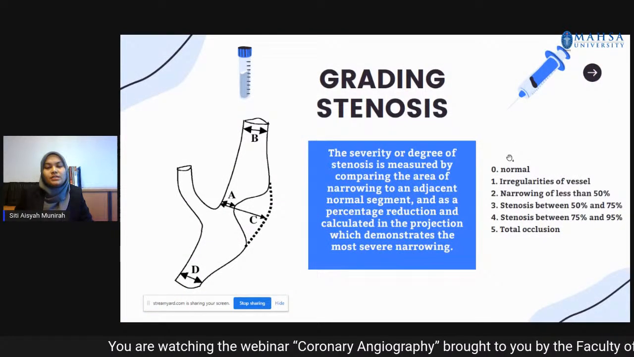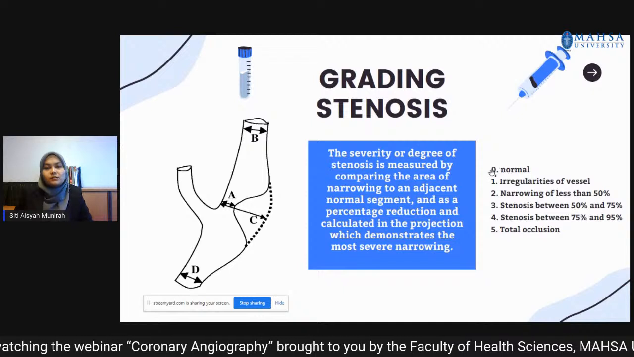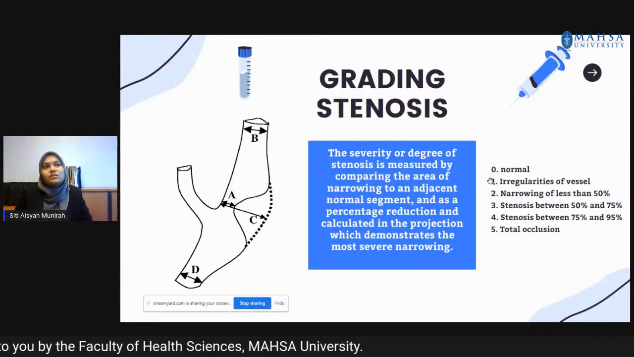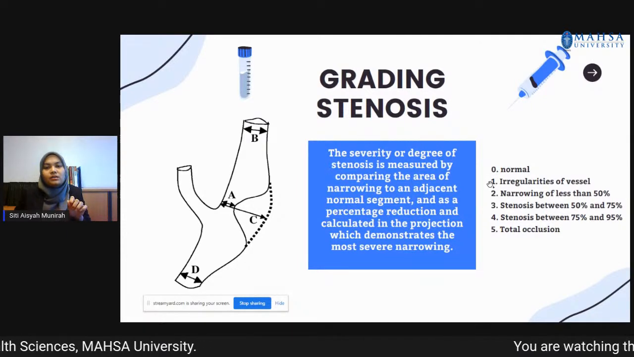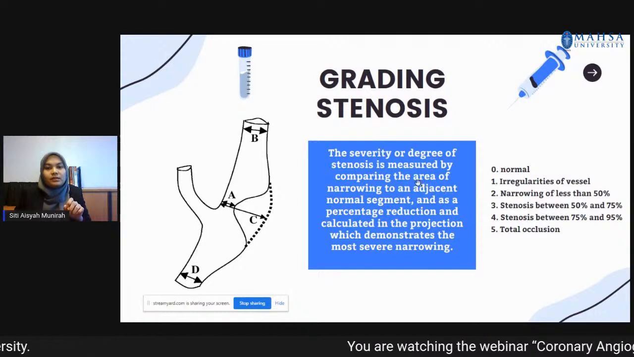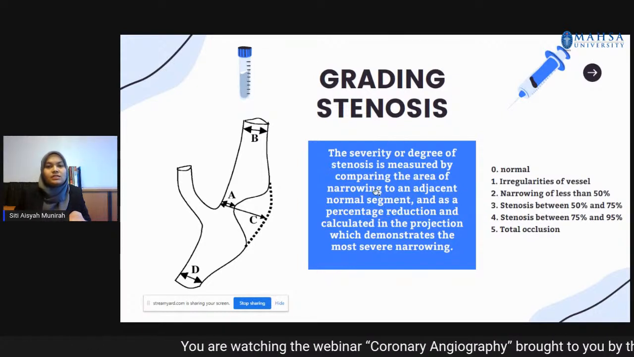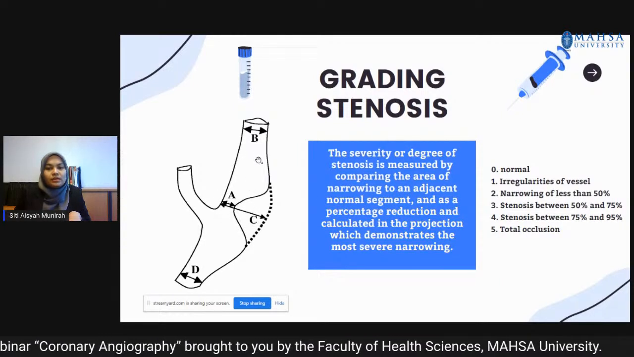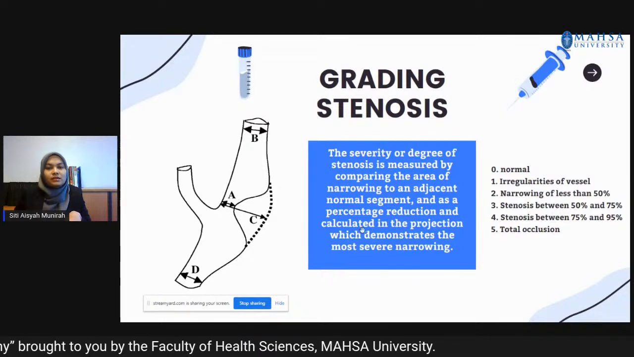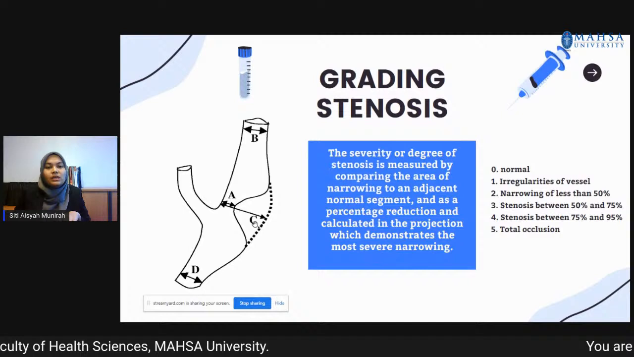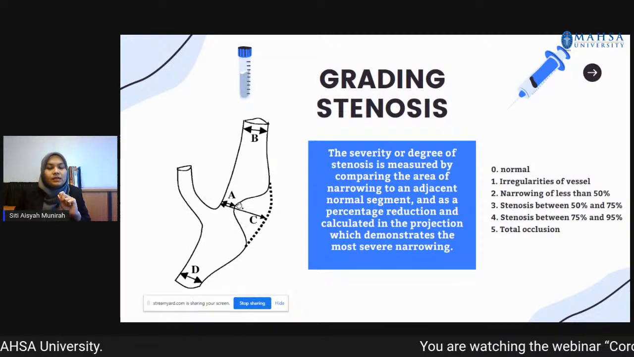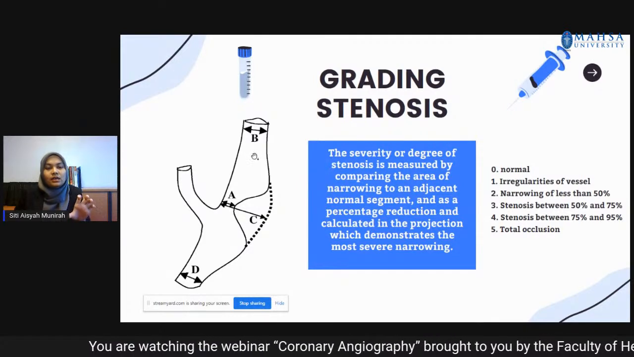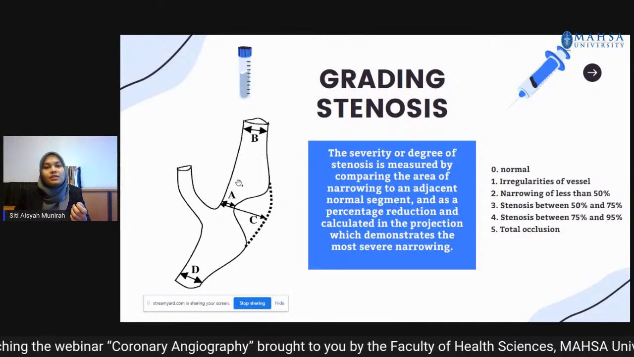And then grading of stenosis. So, grading of stenosis is used to determine the severity or degree of narrowing or the accumulation of plaque within the blood vessel. Okay? So, basically, this grading is comparing the area of narrowing here with the adjacent normal segment. And the percentage reduction is approximated in the projection that demonstrates the most severe narrowing. So by comparing the narrowing of the blood vessel at the plaque segment and also the adjacent side, we can determine the degree of the stenosis.